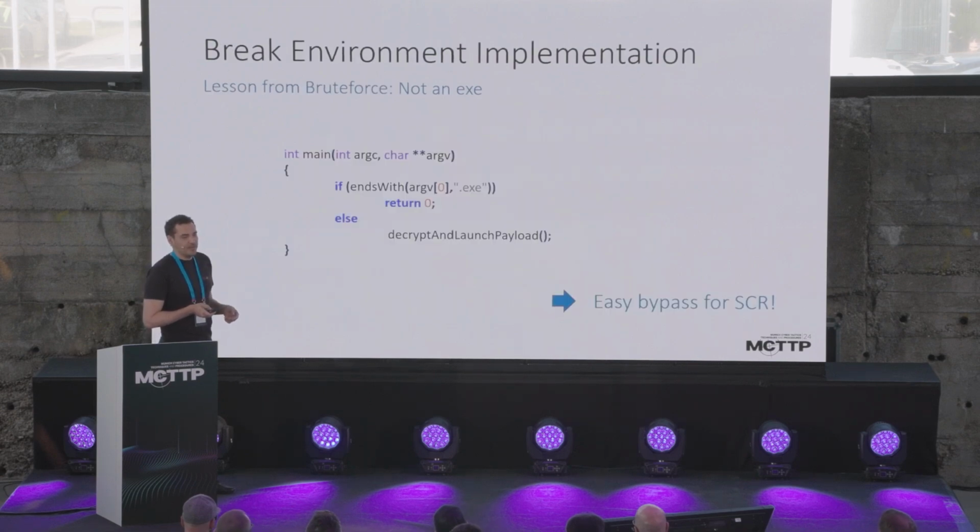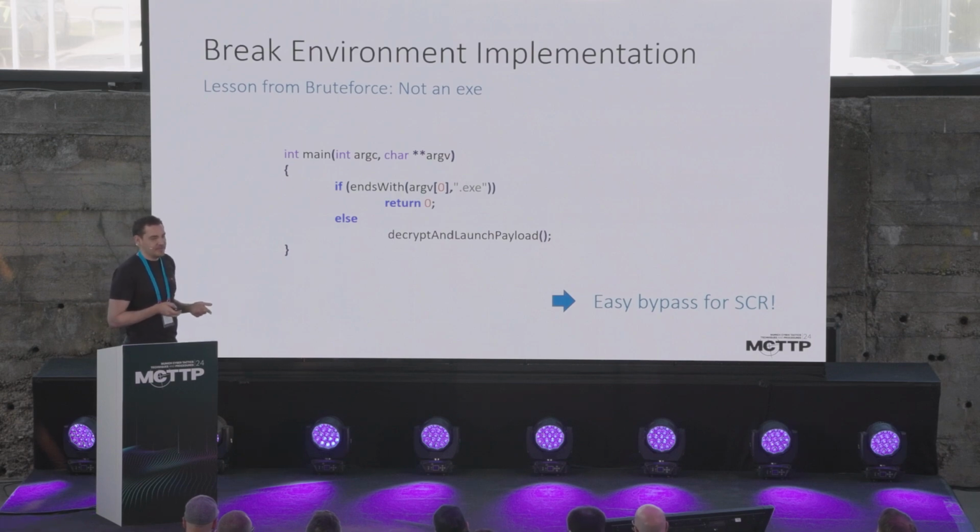And what do I do to bypass emulation in this case? Well, I just check: if I'm ending with exe, then I get out. Because my sample ends with scr, not exe. But since it's going to be emulated as myapp.exe or something like that, game over. I can bypass every antivirus using that.